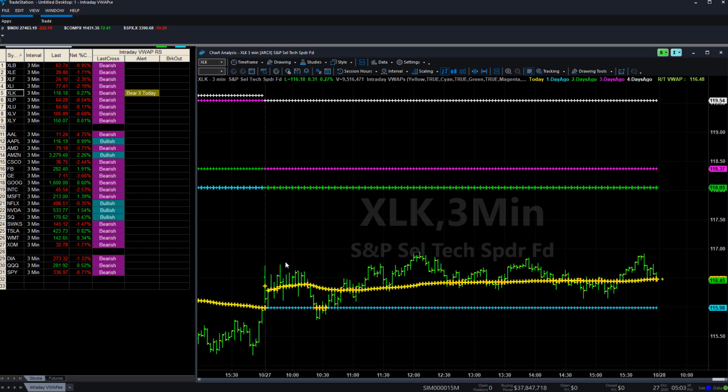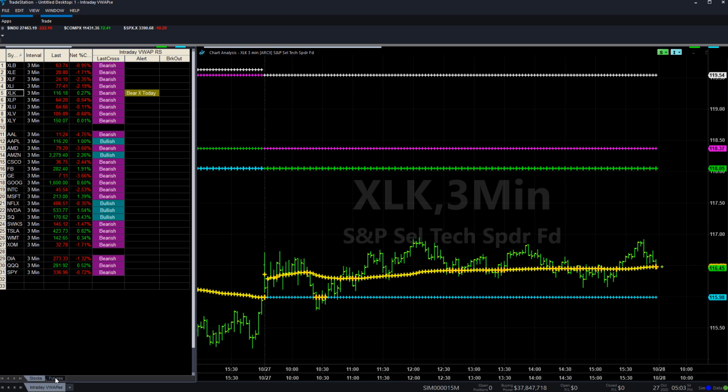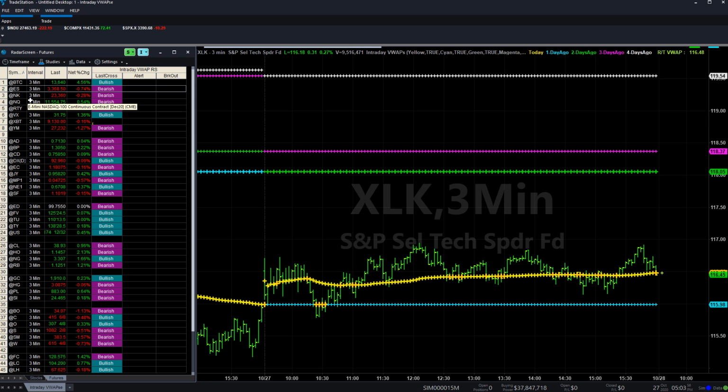If you look over at RadarScreen, I'm going to click on Futures. So this workspace is part of the package in the store. So when you take the trial, you'll get this workspace and you'll get all the indicators. And there's a watch list of stocks. You can add, of course, any stock list that you want to this. If I click on Futures, I've given you a list of futures. This is kind of all of the major futures.